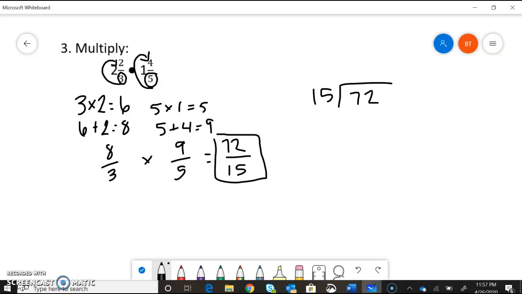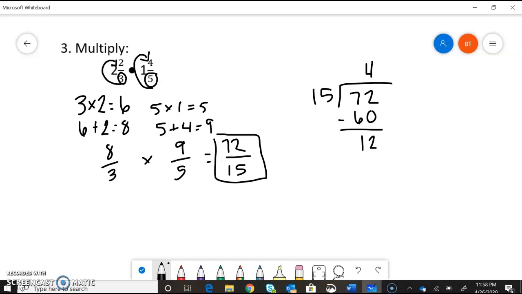Now one way to think about 15 is that 15 times 2 is 30. So that means 15 times 4 is 60. And then if we add 15 to 60, that would get us 75. So that's too much. So we're going to stop at 4. So 15 times 4 was 60. If we subtract that, we'll end up with 12.